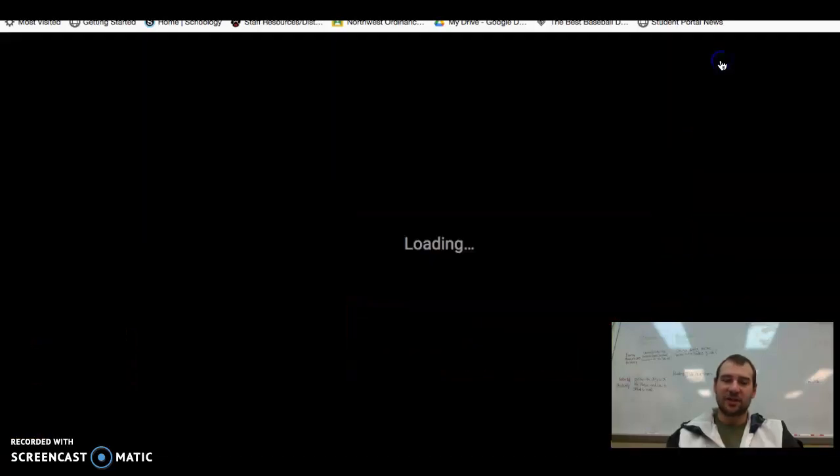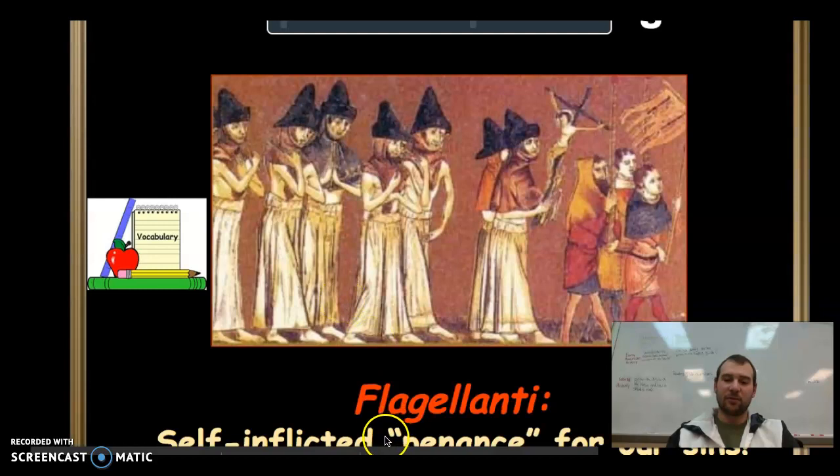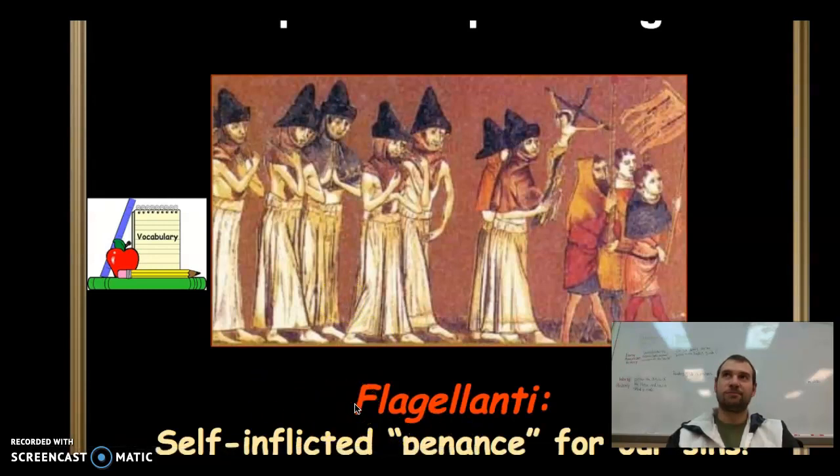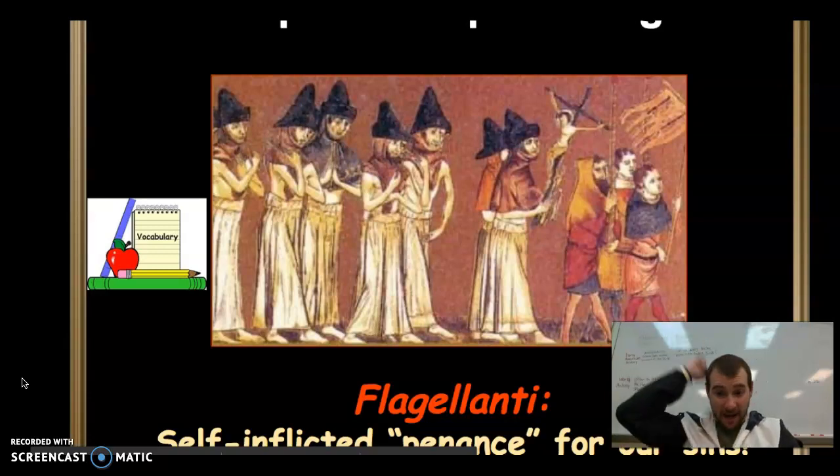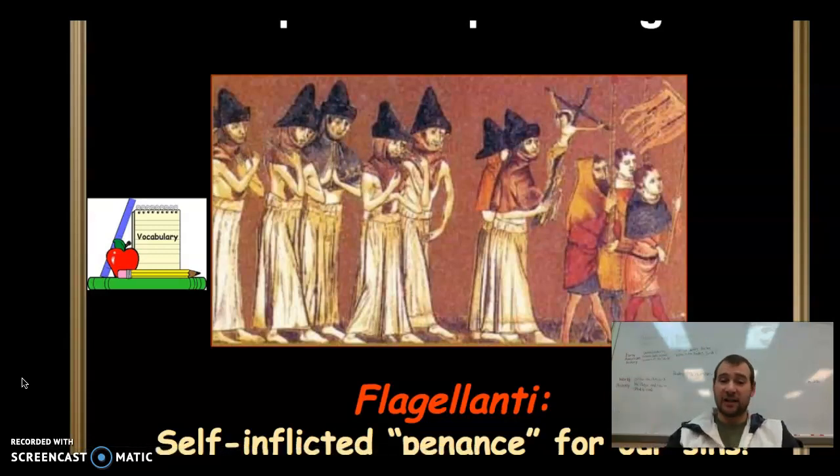We talked about the flagellants, people who were trying to show God that they were going to pay for everyone's sins. So they showed them whipping themselves in the back, right? Basically flogging themselves to pay for the sins of everybody in Europe, to hopefully end the plague.